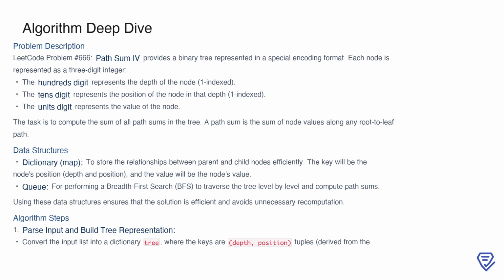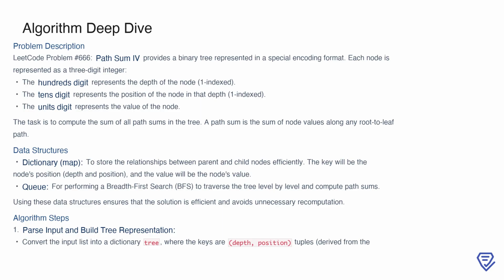In this problem, we're tasked with computing the sum of all path sums in a binary tree represented in a special encoding format. Each node is defined by a 3-digit integer. The hundreds digit indicates the depth of the node, the tens digit specifies the position within that depth, and the units digit represents the value of the node. Our objective is to find the total sum of all root-to-leaf paths.